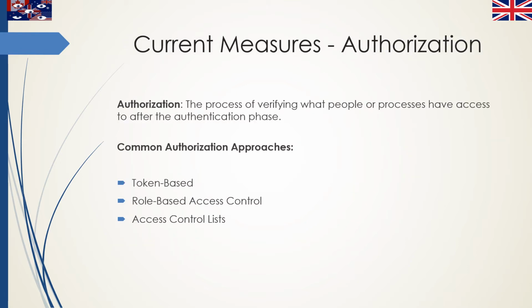So we're still talking about access management, which brings us to authorization. So what is authorization? Authorization is the simple process of verifying what people or processes have access to after authenticating. Here in the United Kingdom, we have some common authorization approaches that we like to use, to include the token-based approach, role-based access control approach, as well as ACLs, right?